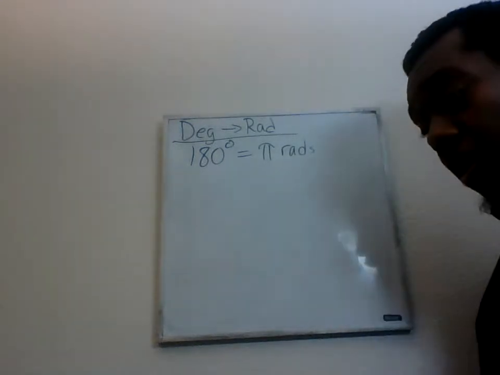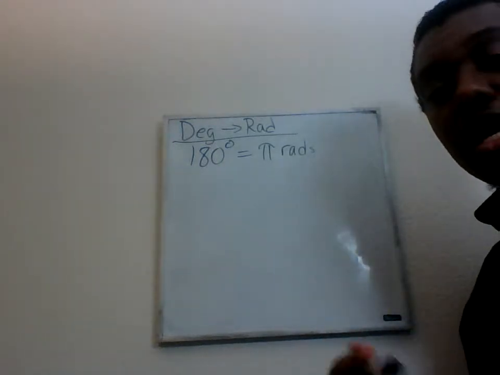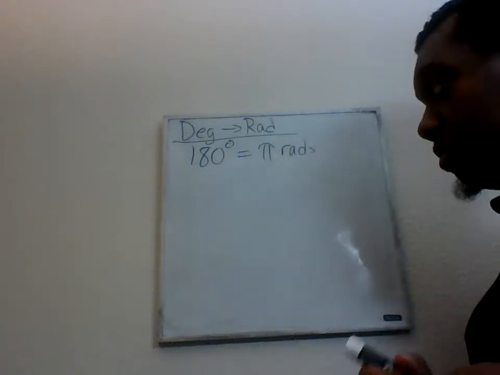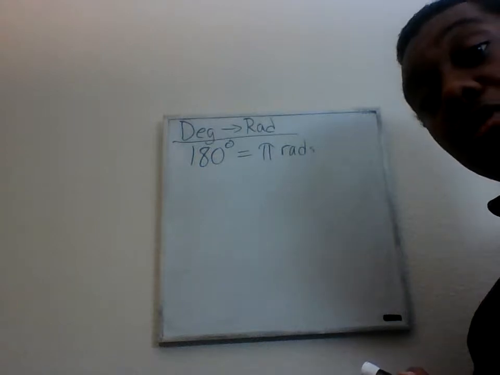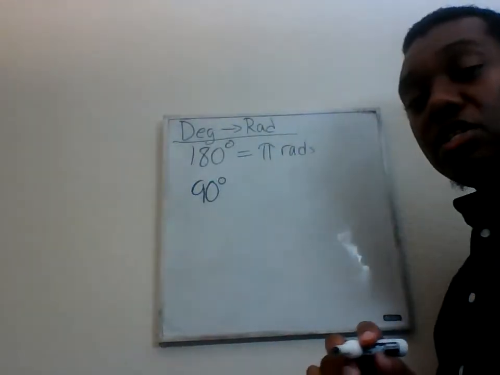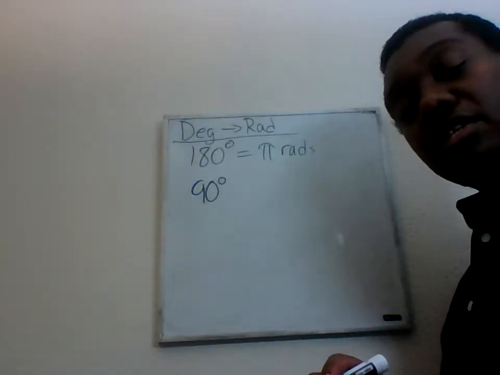So let's start off with a very common angle measurement. How about a right angle? Remember that a right angle is 90 degrees. So we're going to take 90 degrees, and I would like to convert 90 degrees into radians.